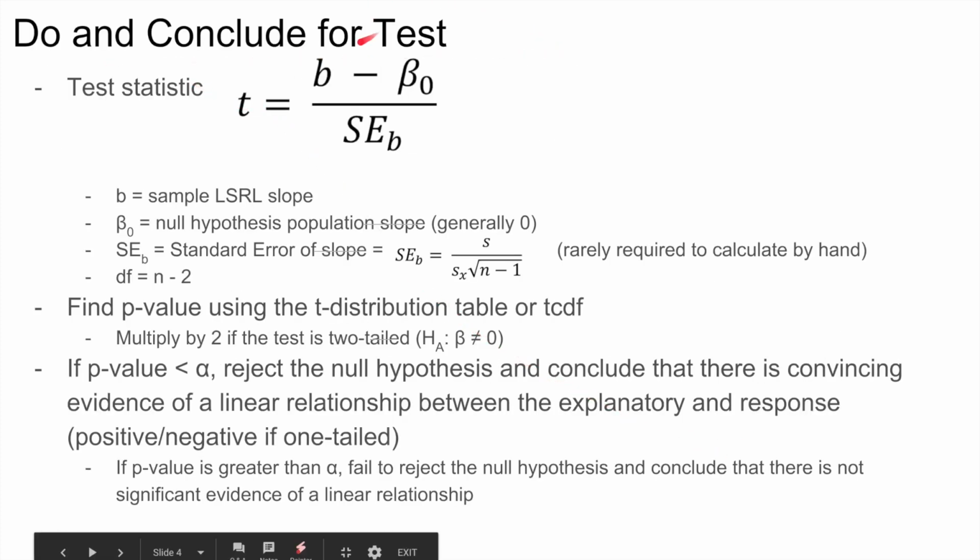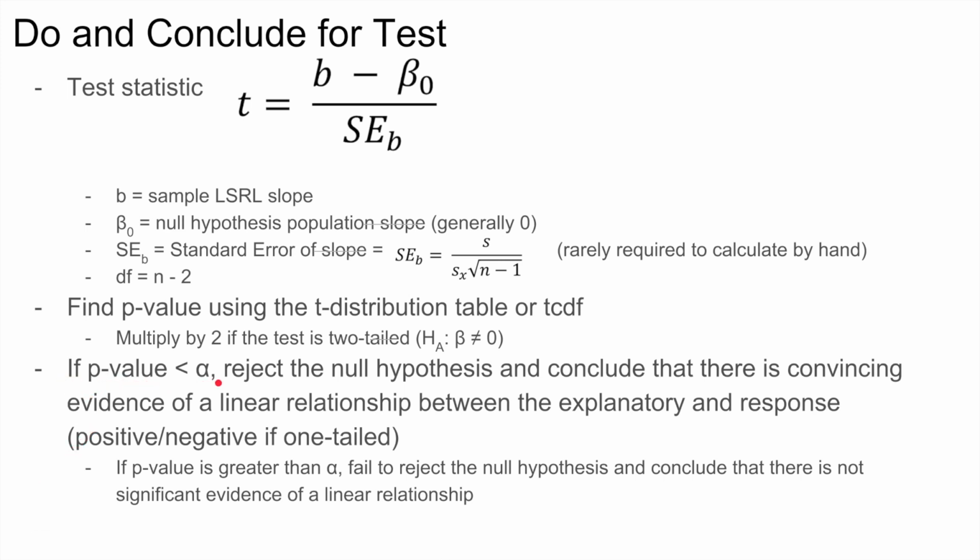For the do and conclude for tests, you have to find the test statistic by hand using this formula, where B is the sample least squares regression line slope, beta is the null hypothesis slope, and SEB is the standard error of the slope. Usually you're given this, but if you ever have to calculate it by hand, you have to use this equation. And you have to know the degrees of freedom, which is n minus 2 instead of n minus 1 like usual. Then you find the p-value using the t-distribution table or tCDF. Make sure to multiply by 2 if the test is two-tailed. And then you conclude like you normally conclude using this statement.